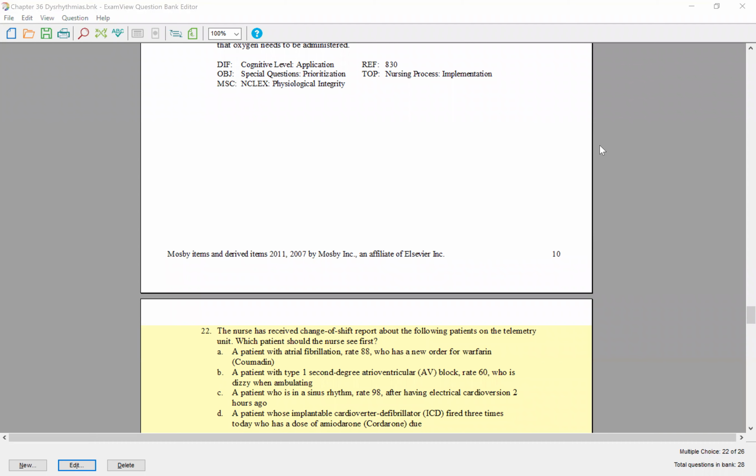They need a defibrillator inside so that when they develop these rhythms, the ICD fires. And that's your indicator there that it fired 3 times. So at least how many times did they develop VFib or VTach? At least 3 times. So therefore, they need to be seen first because you have an amiodarone due, and amiodarone is the drug of choice for those ventricular dysrhythmias. Okay.